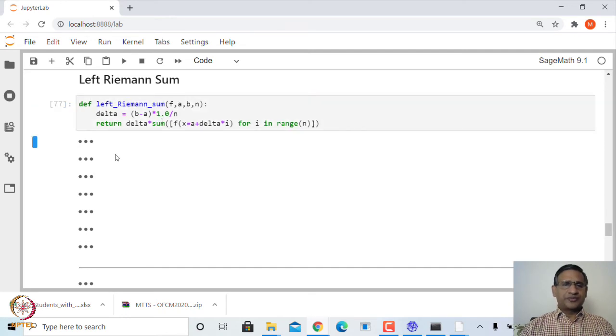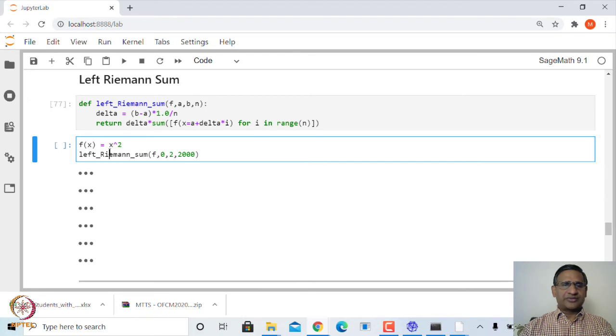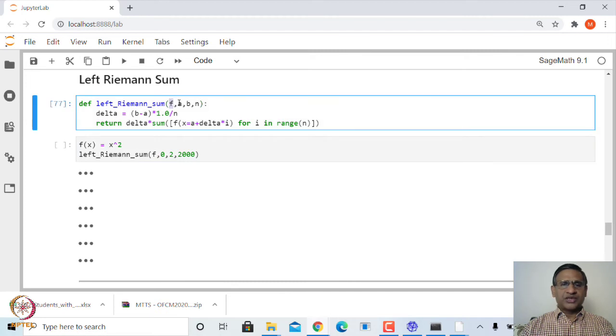You can also create a user defined function for the left Riemann sum. This is quite simple. Similarly for the right Riemann sum and the midpoint Riemann sum. If it is the left Riemann sum, you supply the function f, the endpoints a and b, and the number of intervals, and this is the delta, and for each point you are calculating the height, and ultimately at the end you multiply by the length of each interval, right.